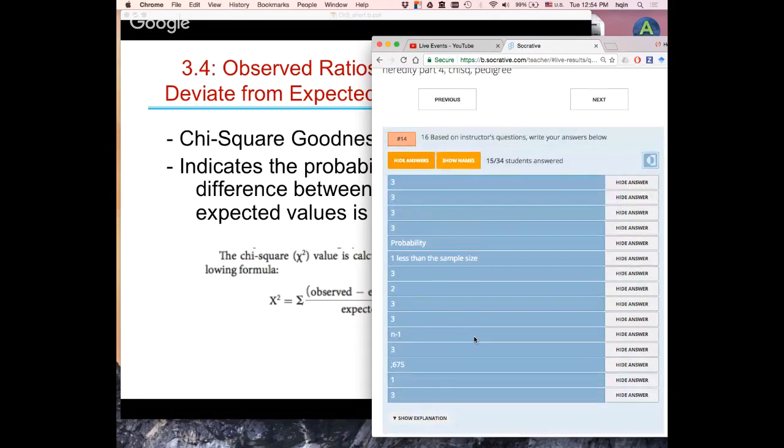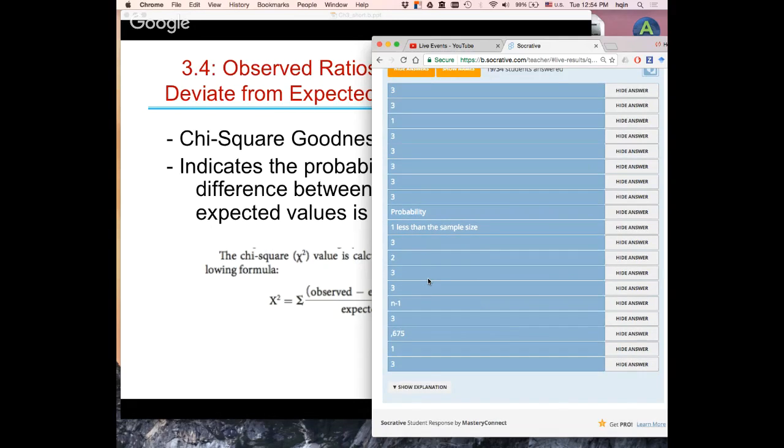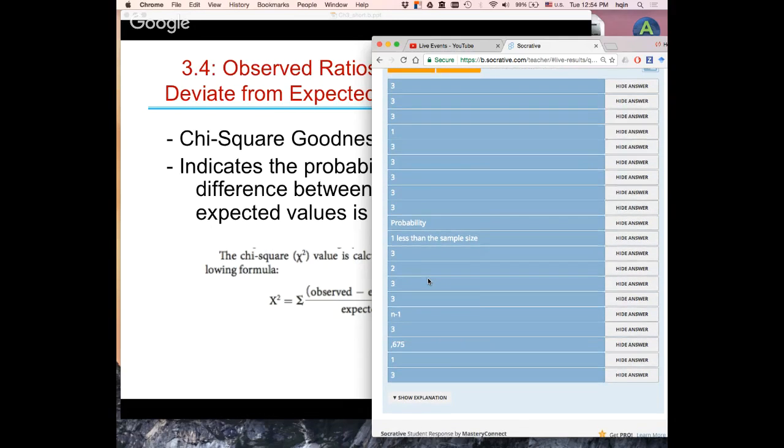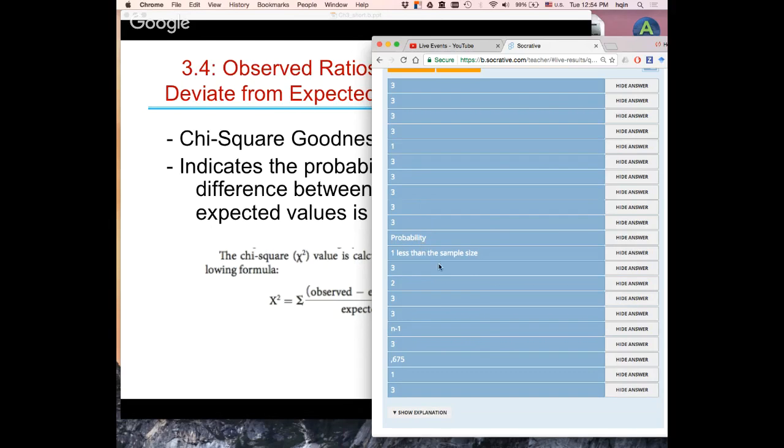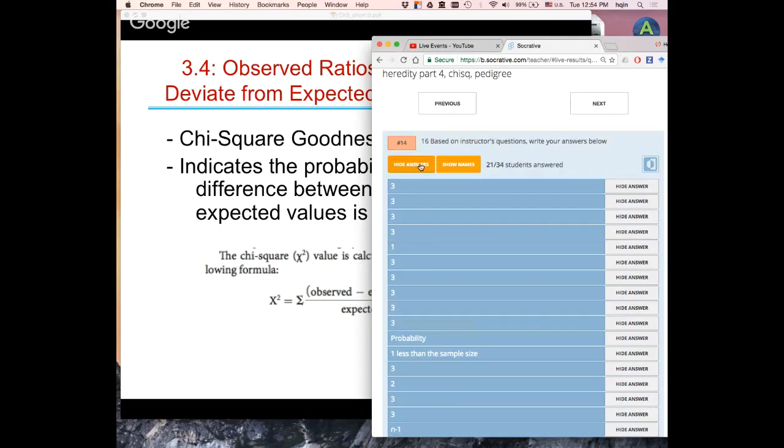Three, two. A few students pick one or two. For those who pick three, why did you pick three? Yeah, most of you pick three, although a few pick other answers. Well, n minus one is a formula. What's n here? The sample size is 400. 1 minus sample size will be 399. That cannot be correct.